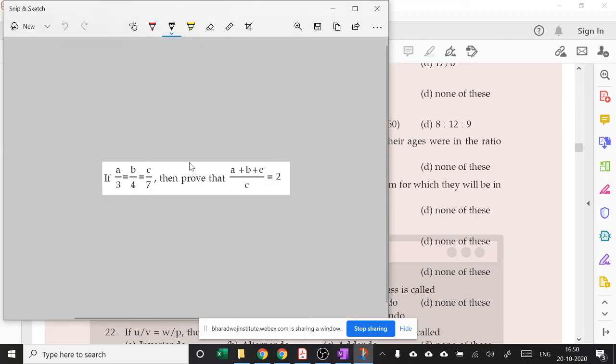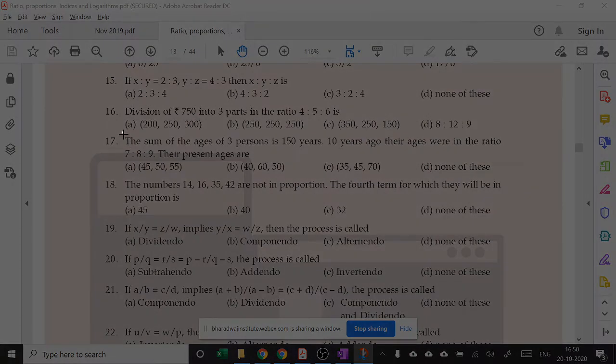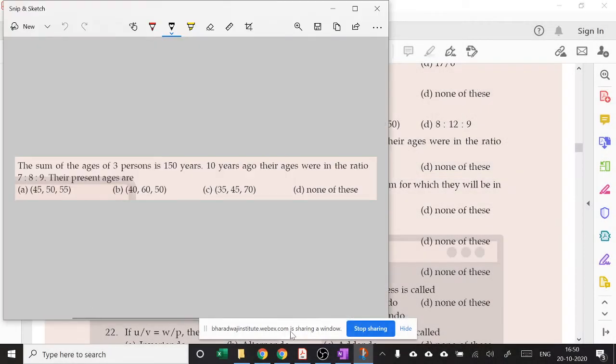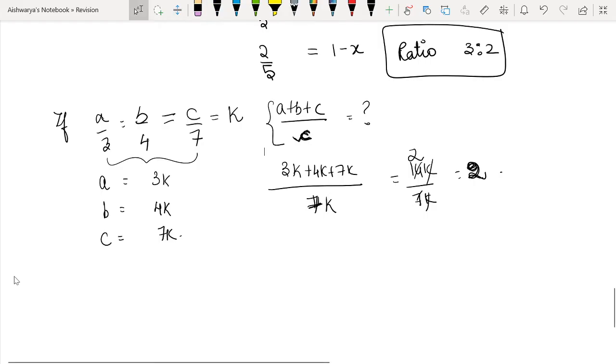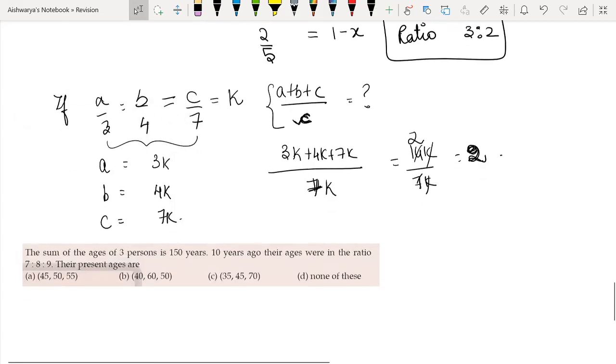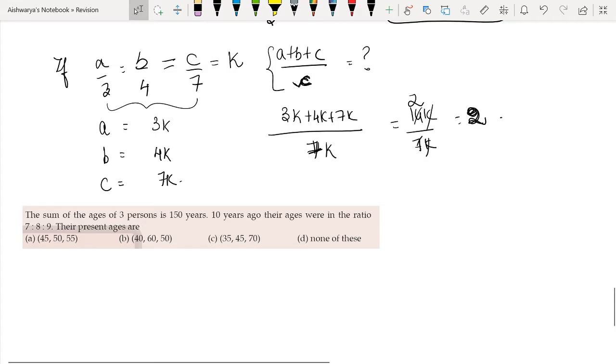Then one word problem that might come normally in terms of ages of persons, when you have options also. Do you want to try this question on your own, just with the help of options?